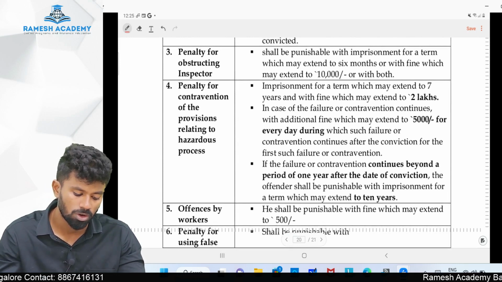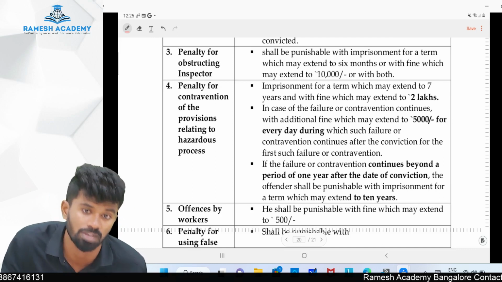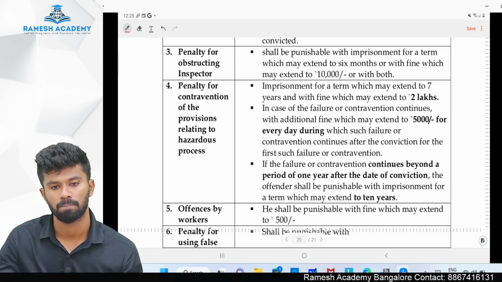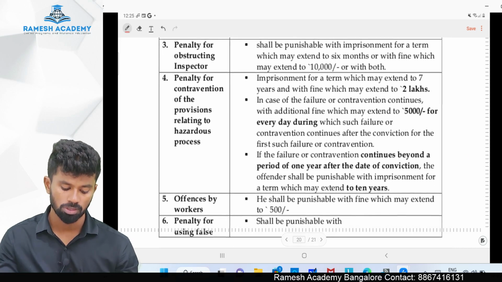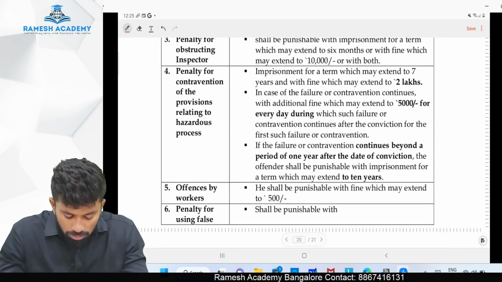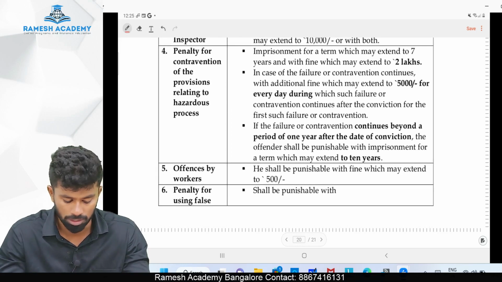Penalty for contravention of the provision with respect to hazardous process, remember Section 7, notice by the occupier, 7A, then he would be liable to a penalty of fine which may extend to 2 lakh, and per day 5,000 rupees during such default.